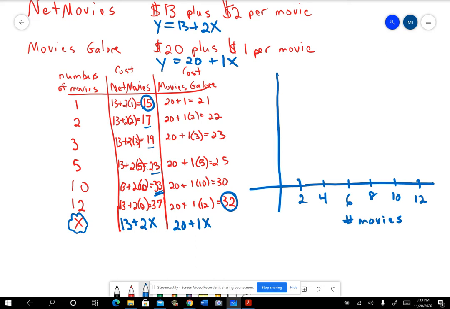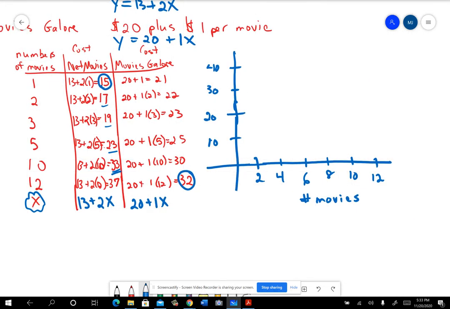And up here, I'm going to do the cost. And if I'm trying to get to 12, I got to get to 32 and 37. So I may want to make this be 40. And then halfway would be, is that halfway? It's not quite half. It's a little too high. Then that would be 20, that would be 10, and that would be 30. Okay. All right, so what I'm going to do now is try to plot these.